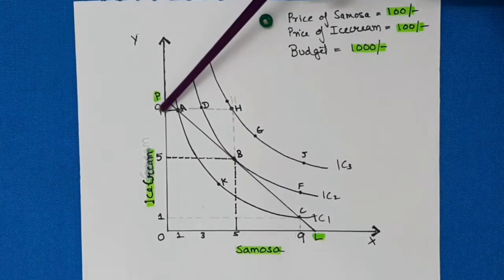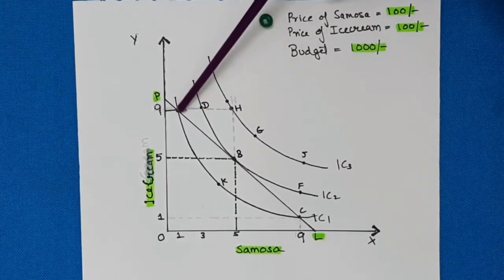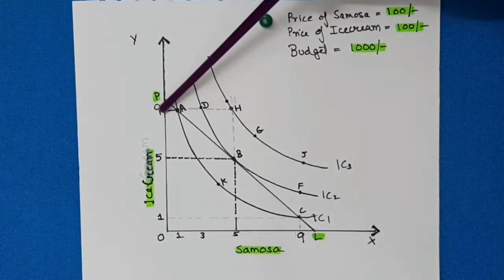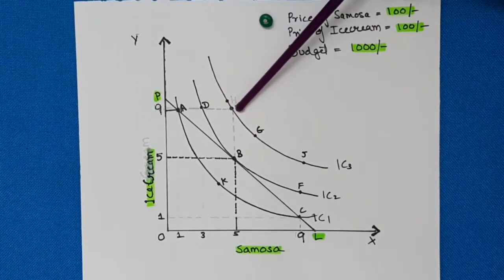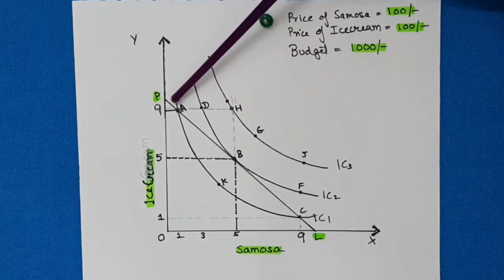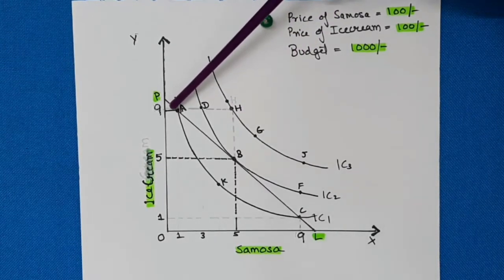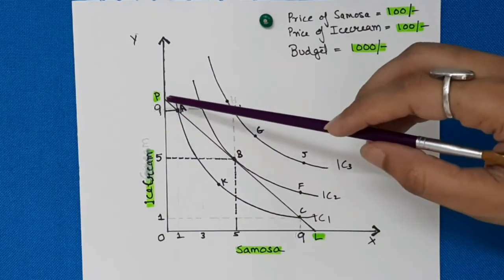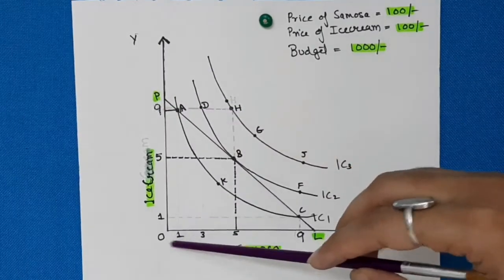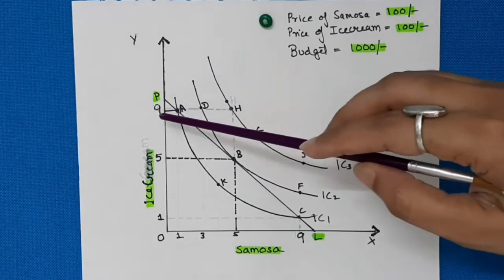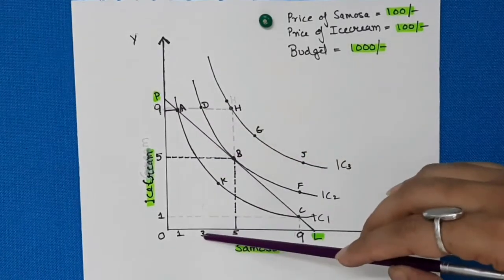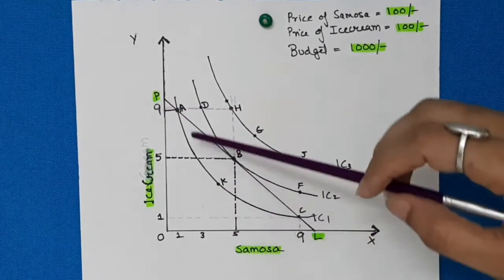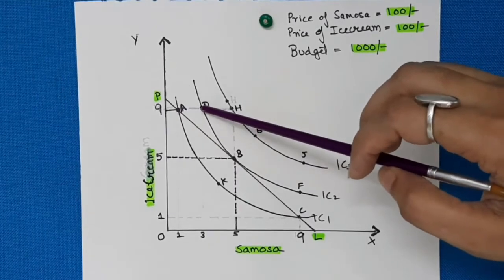Why are we not saying that for points A, D, H? Points A, D, H show different combinations of ice cream and samosas. Why are we not saying that if you join these points, it also becomes an indifference curve? Because any consumer, if he or she is a rational consumer, will always prefer more to less. So at point A, the consumer has a basket with 9 ice creams and 1 samosa. At point D, the consumer has a basket of 9 ice creams and almost 3 samosas. At point H, the consumer has a basket of 9 ice creams and 5 samosas. So obviously A is not equal to D is not equal to H.